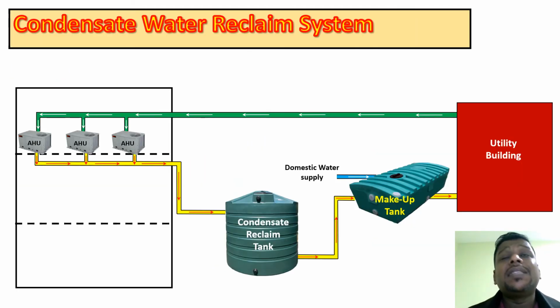For another alternative source to reduce domestic water usage at the utility side, what we did at our company is we use a condensate water reclaim system. That means all the water we receive from the AHU condensate we collect at the condensate reclaim tank. From the condensate reclaim tank we do the filtration, then use it back for the utility buildings, such as for the chiller and cooling tower.